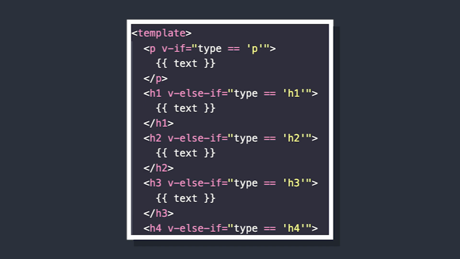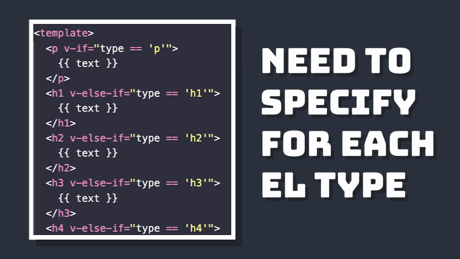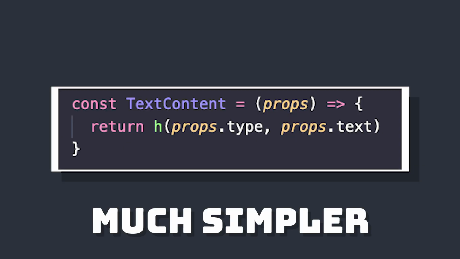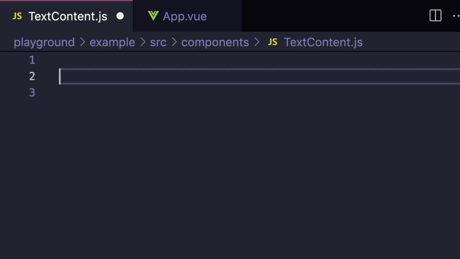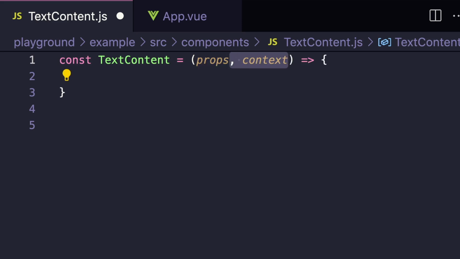Doing this with a single file component, we would need a ton of v-if and v-else-if conditionals where only one root element would ever render. Using functional components with the render function, we can make this a lot simpler. To create a functional component, we use a plain function rather than an export default with an options object. And the signature of this function is the same as our setup hook, where we have props as our first argument and context as our second, which has slots, emit, and attrs.